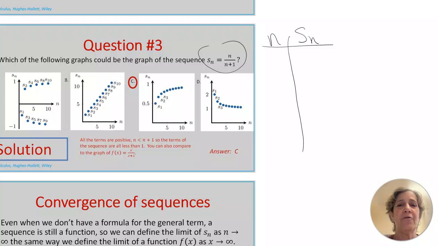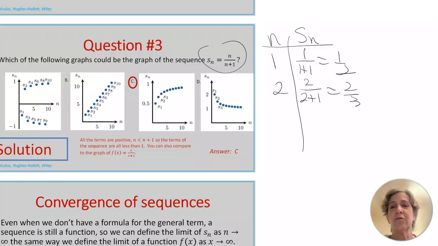So following the pattern, if n is 1, s sub n is 1 over 1 plus 1, or 1/2. When n is 2, s sub n is 2 over 2 plus 1, or 2/3. When n is 3, this is going to be 3/4. When n is 4, this is going to be 4/5.